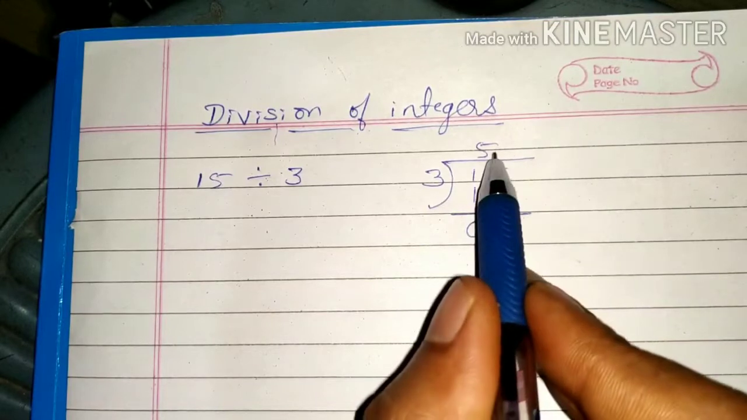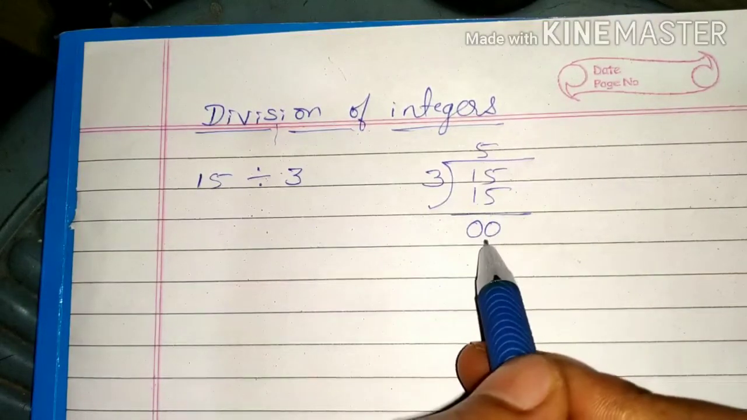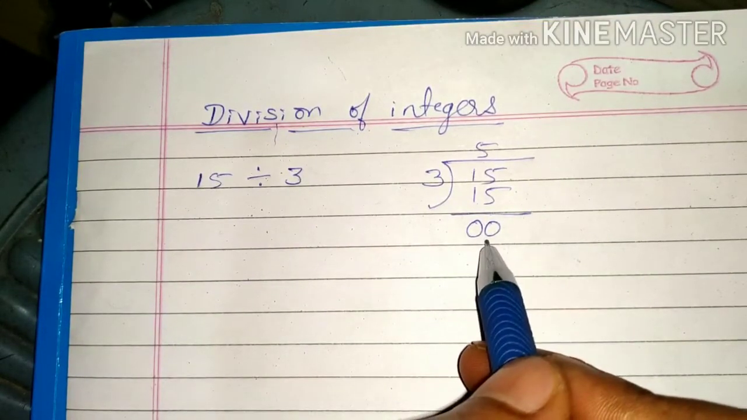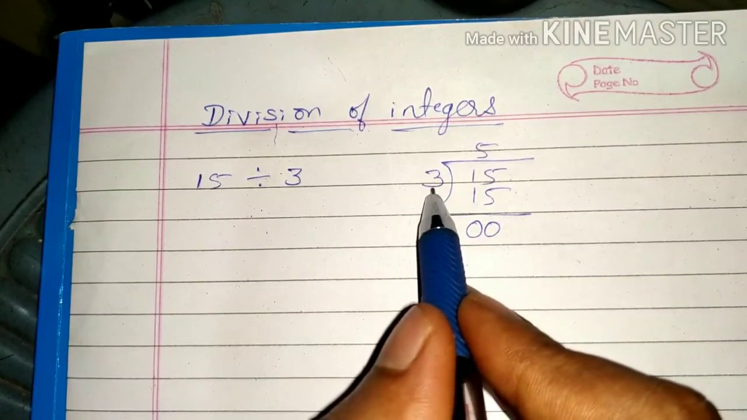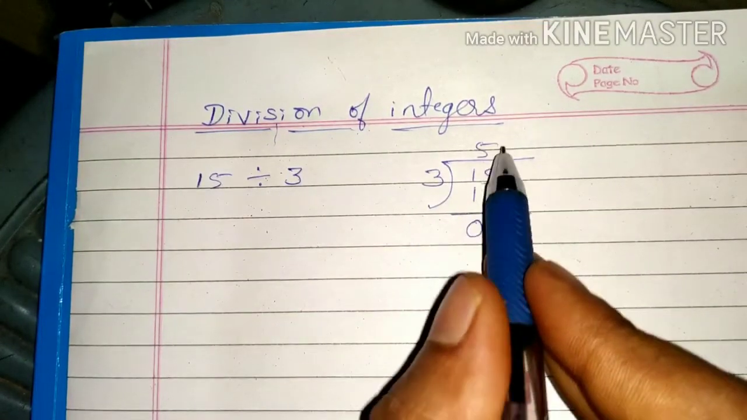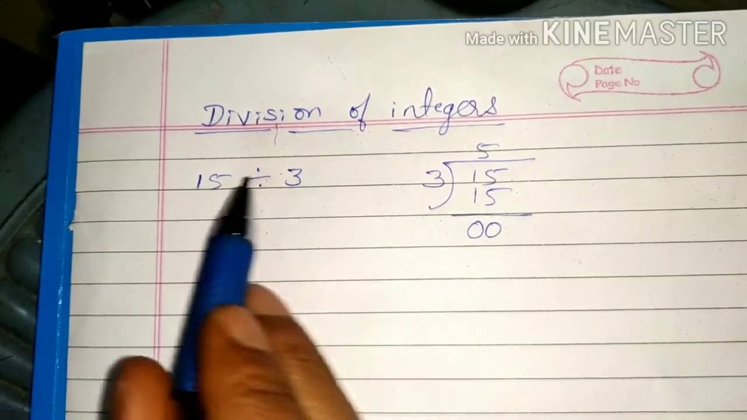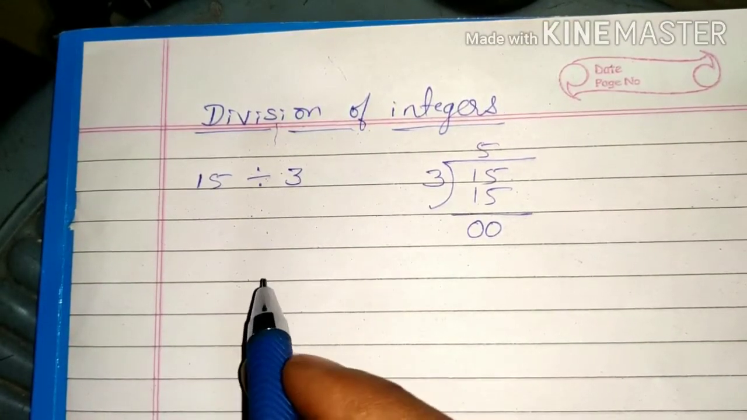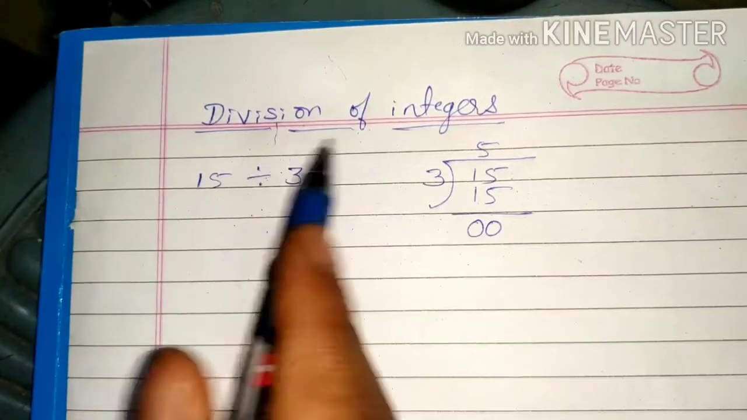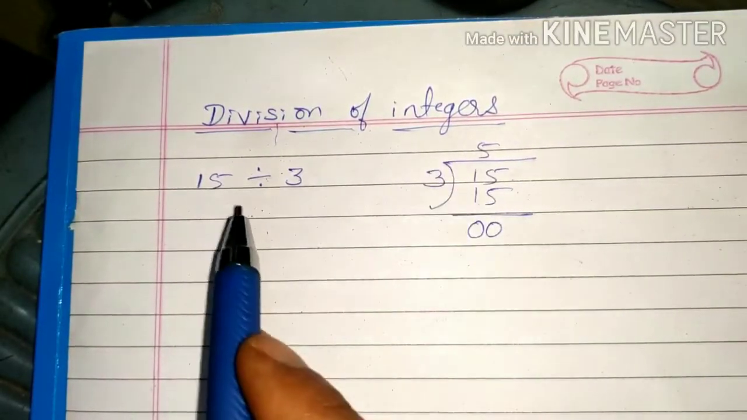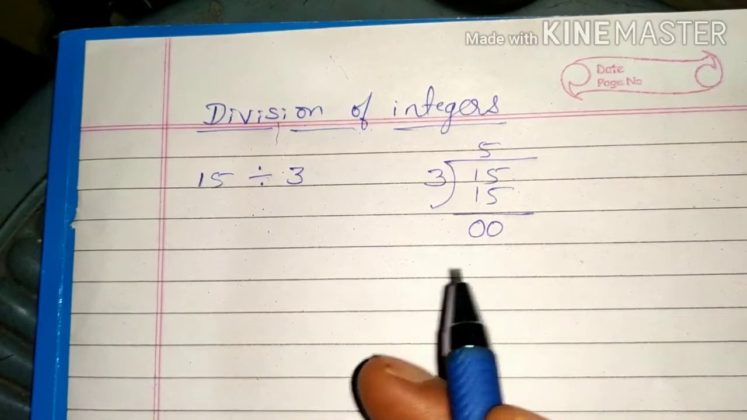Here, this number is called the quotient and this is called the remainder. This is the divisor and this is the dividend. So this is the quotient and remainder, which you should know for whole numbers. Now we shall discuss division of integers, that means negative numbers as well as positive numbers.